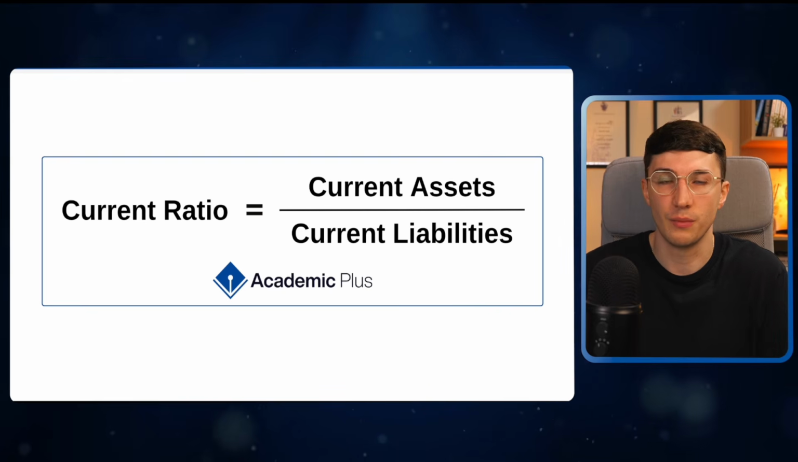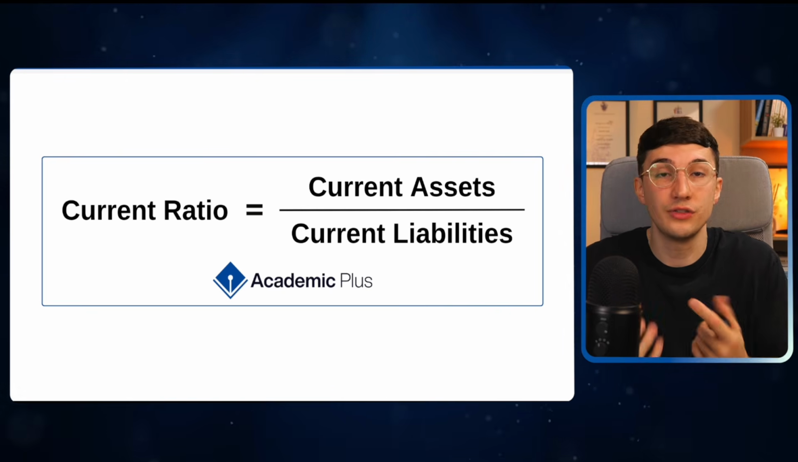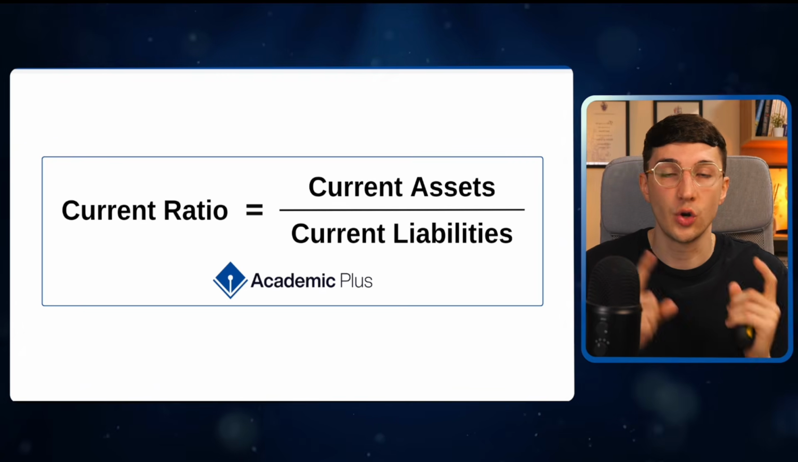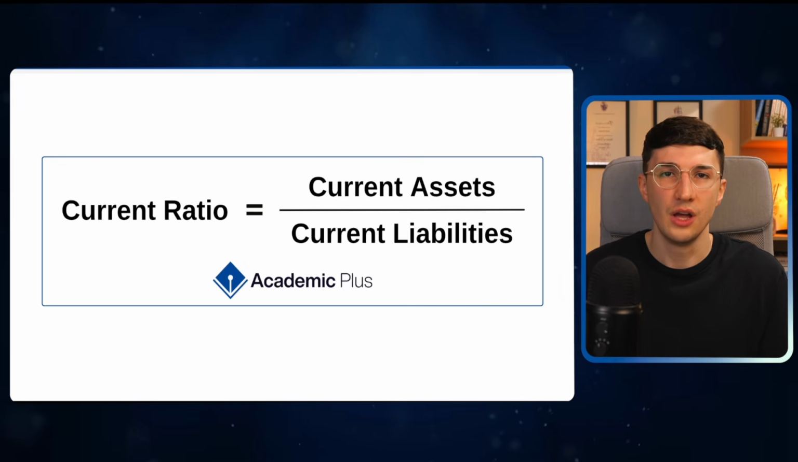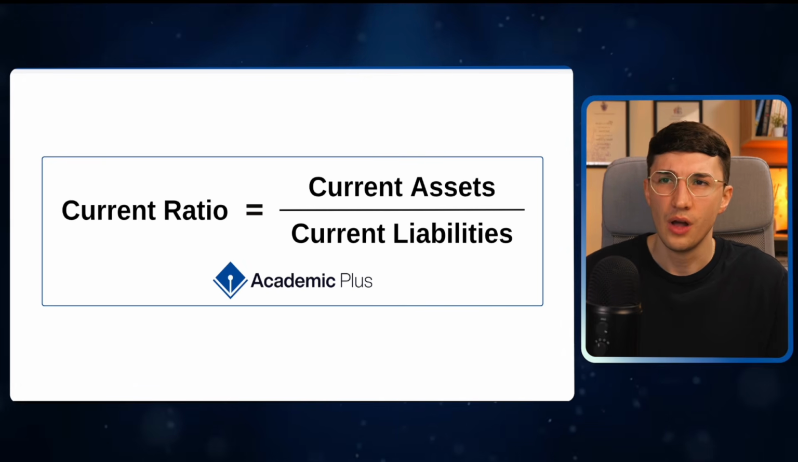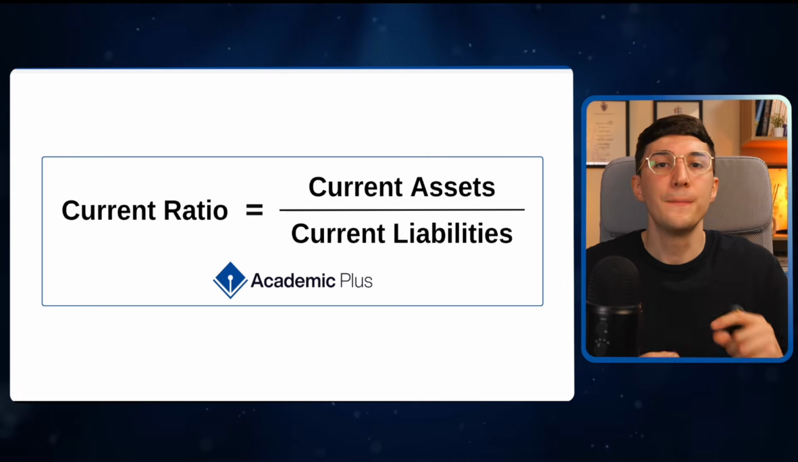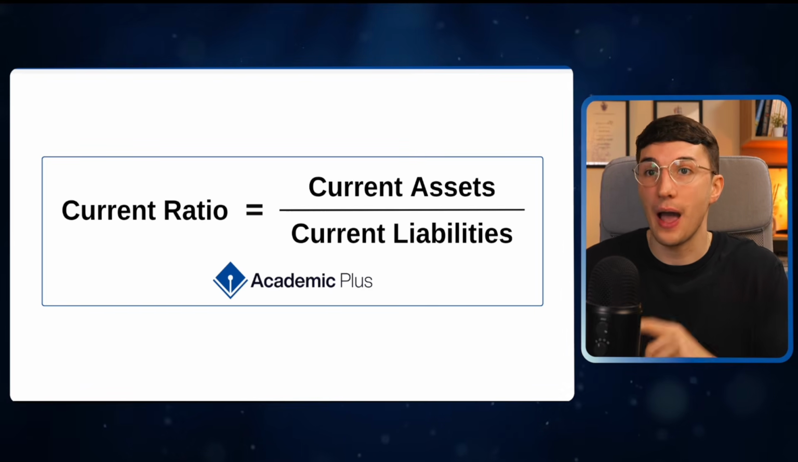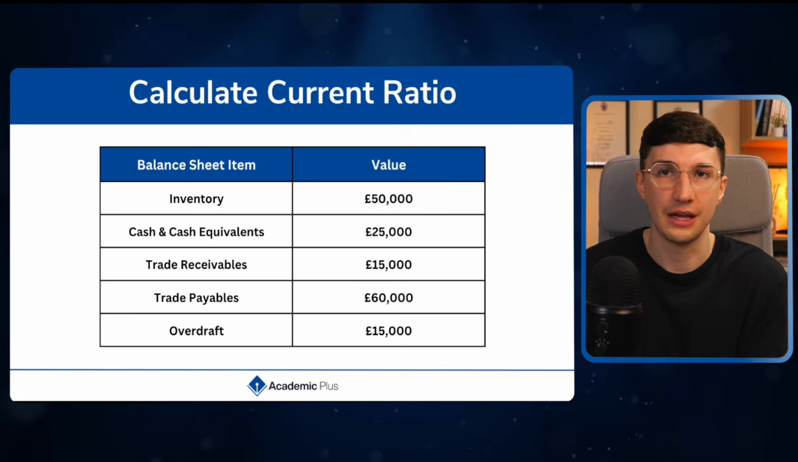Really easy way to remember this formula. So current assets, anything that the business owns and intends to turn into cash within the next 12 months, divided by current liabilities, any debt the business has to pay in the next 12 months. So logically, we want the business to have more current assets than current liabilities, because it shows that the business has the ability to turn stuff into cash and pay their debts off within the next 12 months.